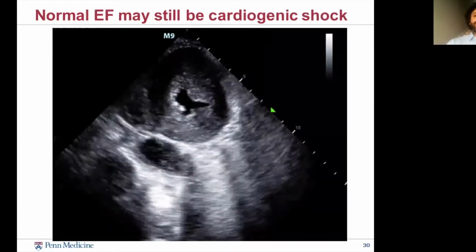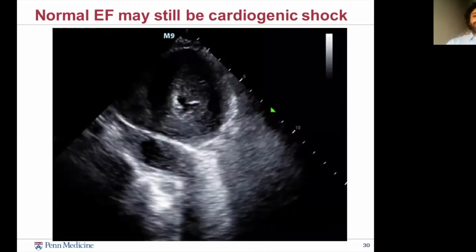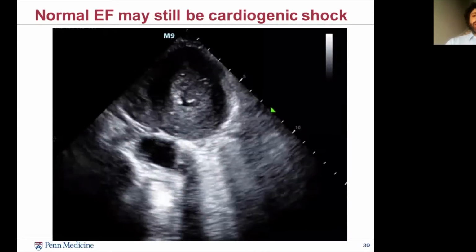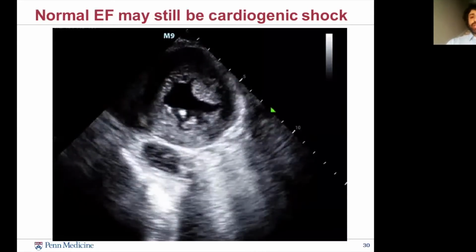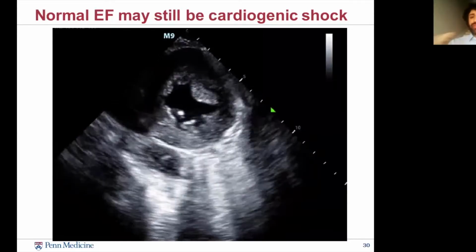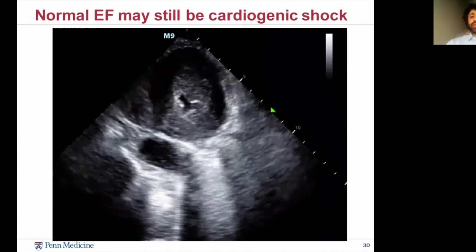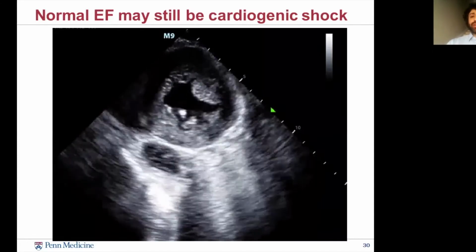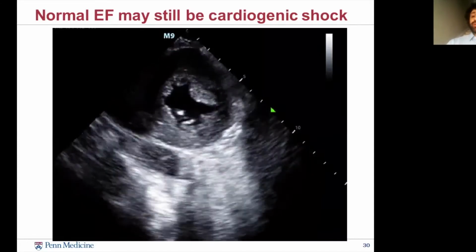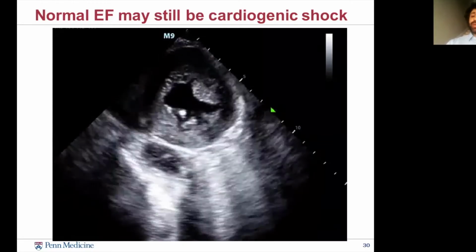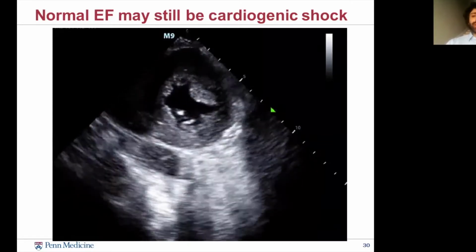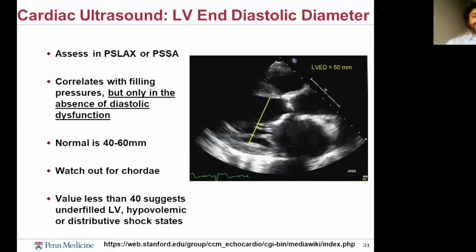But it's also important to remember that even cases with normal ejection fraction can have cardiogenic shock. This is an example of a patient with very thick walls who has preserved ejection fraction, but clearly is not pumping out a lot of blood. Ultrasound can give you this information as well, but at the moment it hasn't been as well studied how to use this from a performance standpoint.